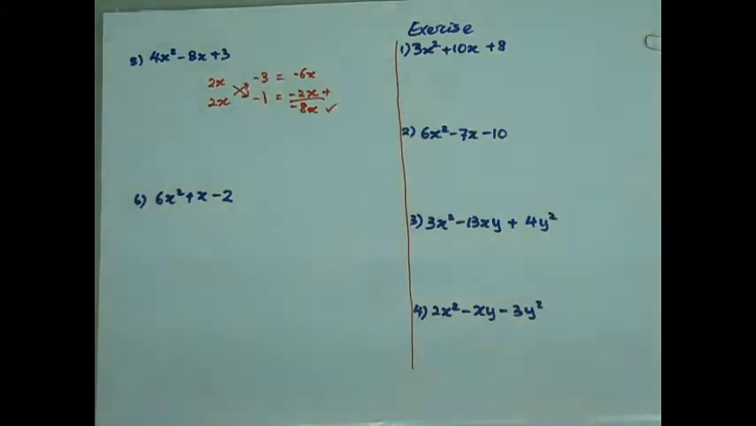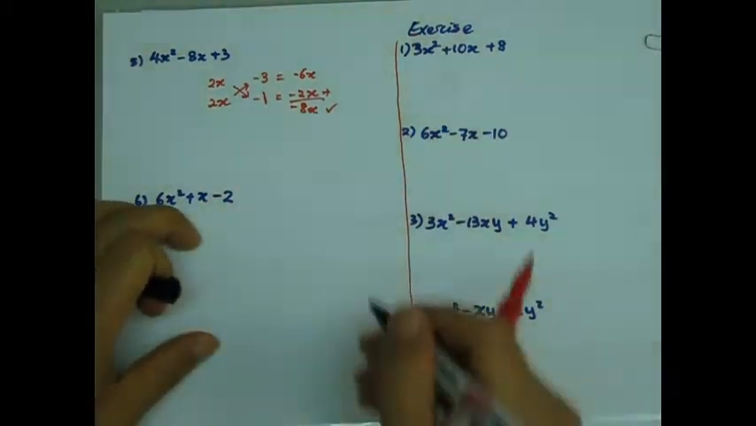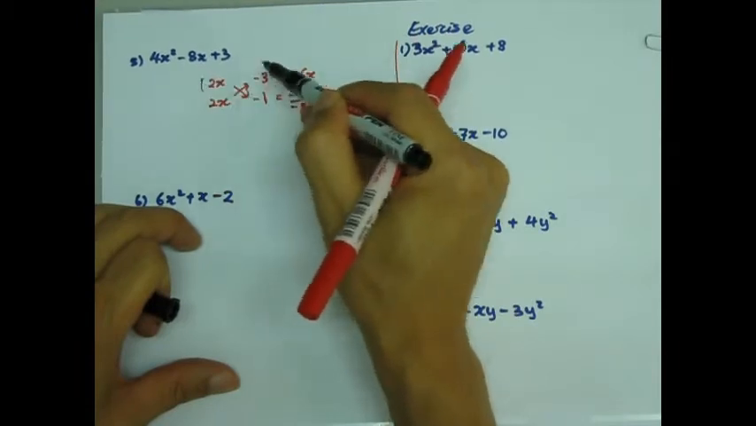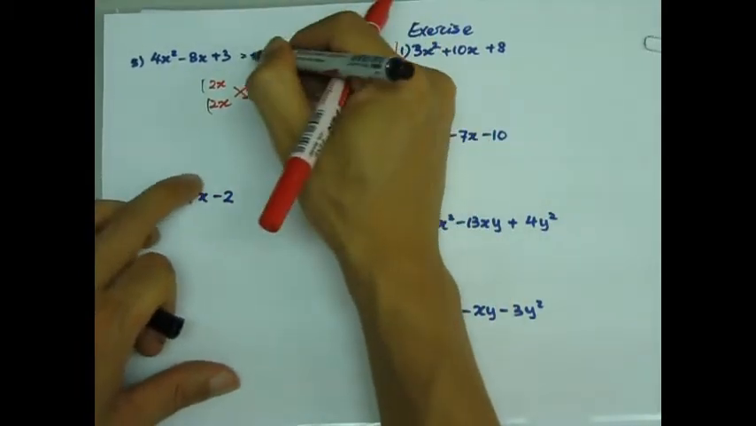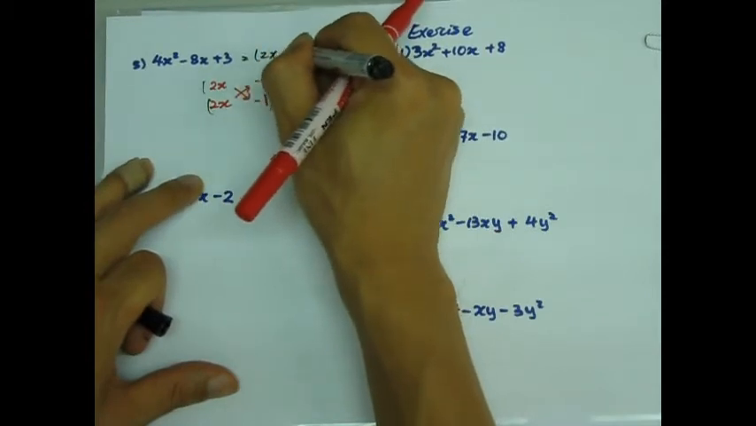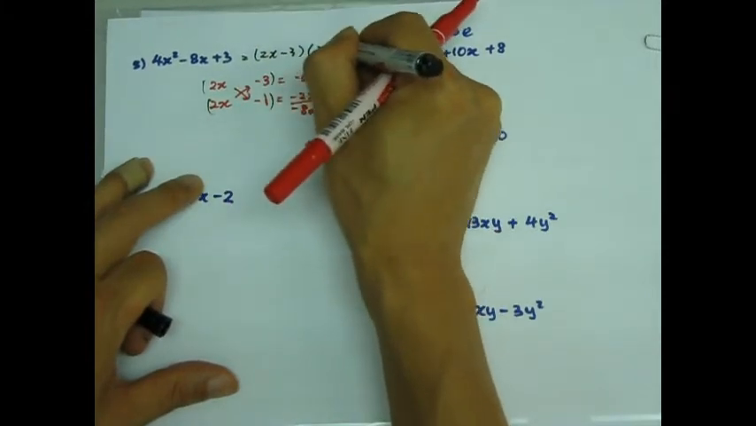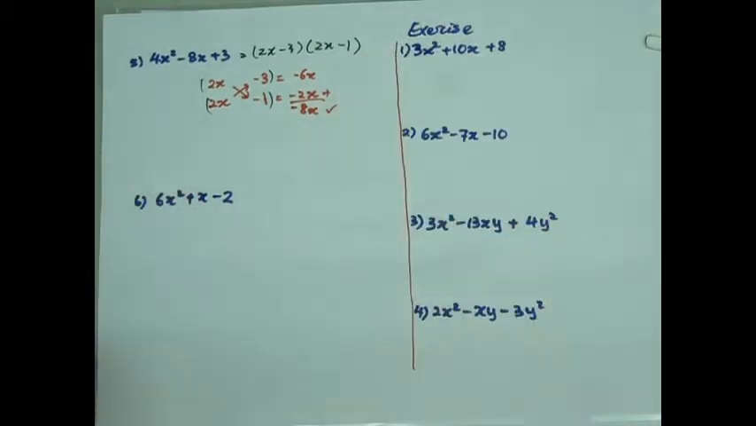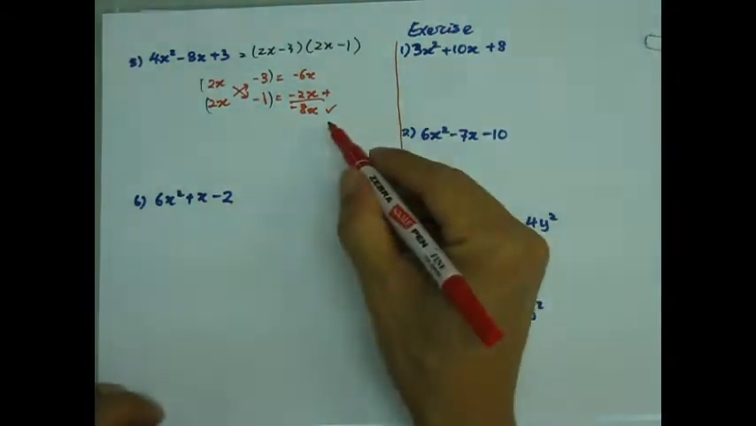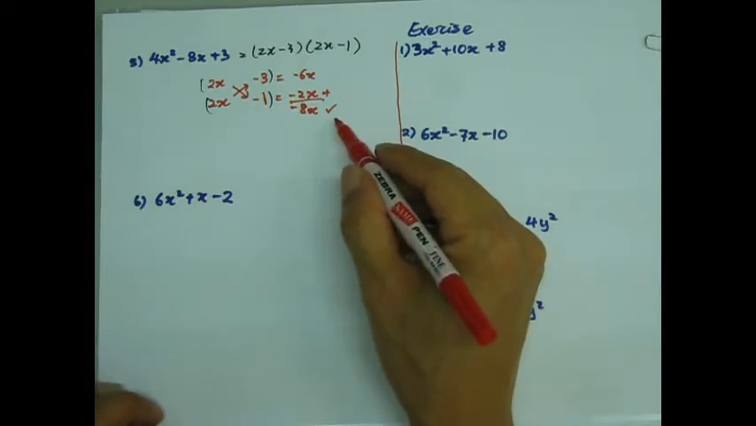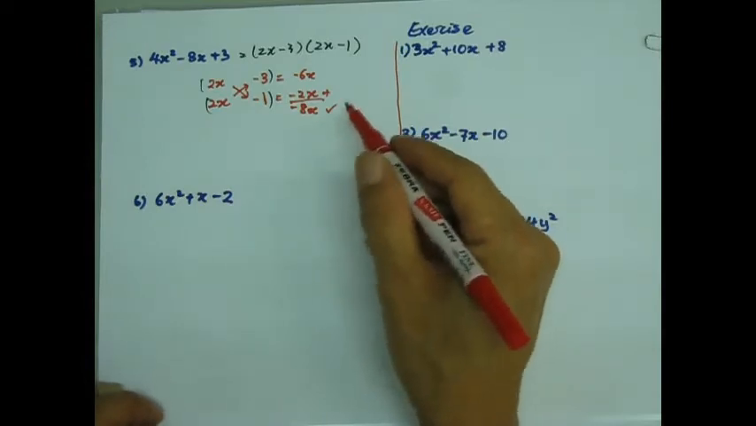Hooray! Alright, that's good. So now the answer to this will be, horizontally, 2x minus 3 times 2x minus 1. I was lucky this time. I got it right in the first attempt. Did you get it right in the first attempt? If you did, excellent. If not, try again. Okay.